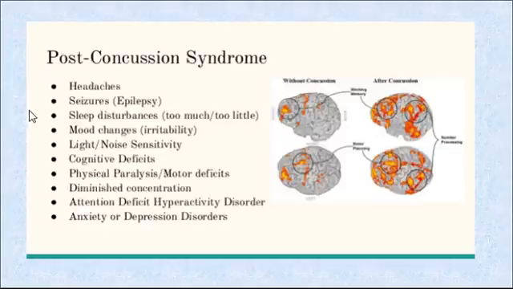Post-concussion syndrome is addressed on page 947. This gives a good indication: the headaches, possible seizures, sleep disturbance, too much or too little, irritability, noise and light sensitivity, cognitive deficits, physical paralysis, motor deficits, diminished concentration, ADHD, anxiety or depressive disorders. You can have a mild injury and still have this post-concussion syndrome. These are persistent symptoms. They can last from days to months or to permanent.